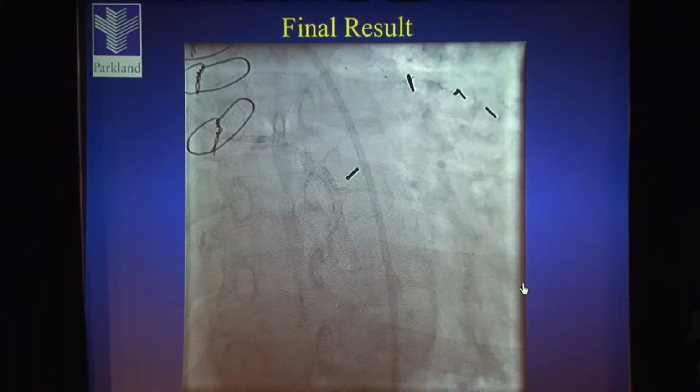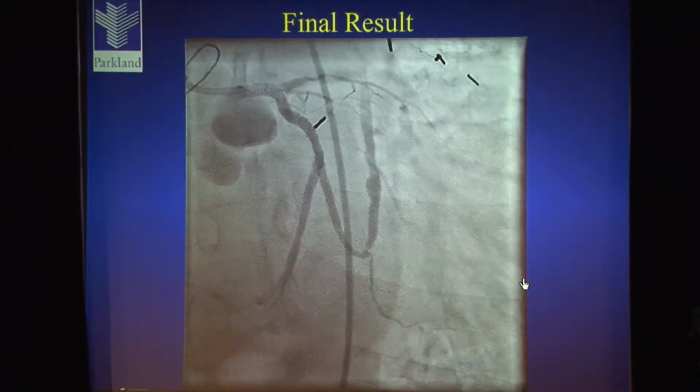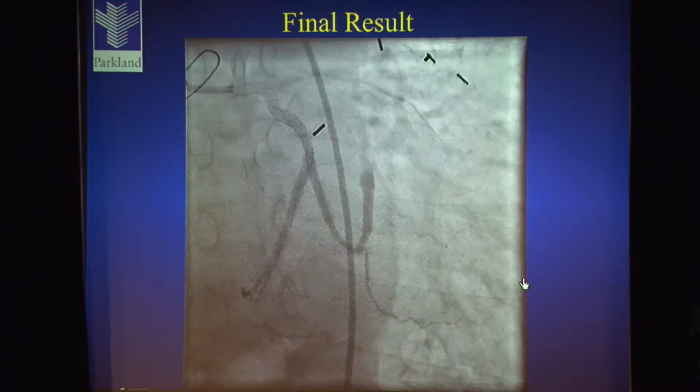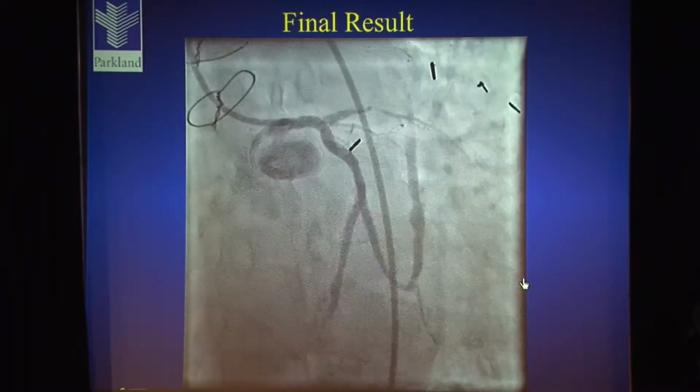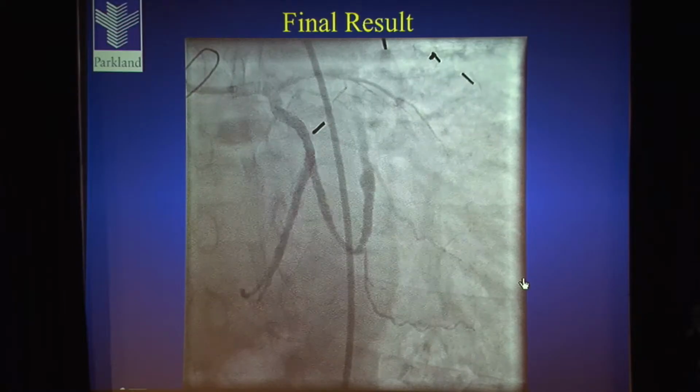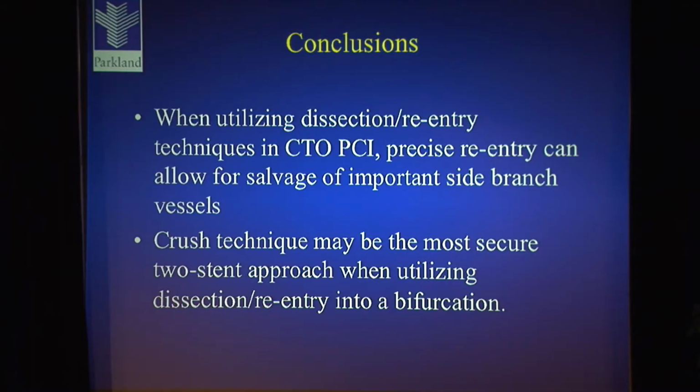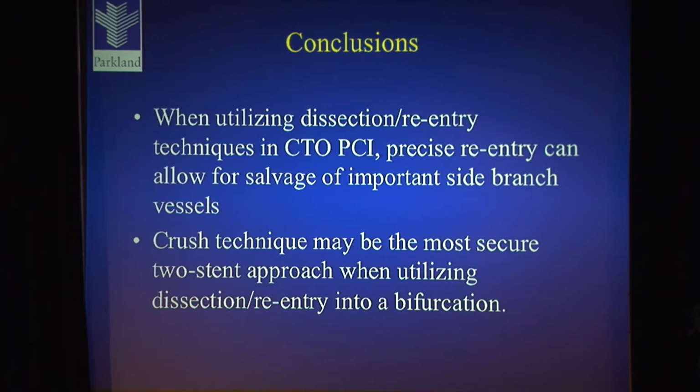This is not a great angiogram. My guide was not completely engaged, but you see very nice patency of both limbs here. So the important points I would say is when utilizing dissection re-entry techniques in CTO PCI, specifically when the distal cap occurs at a site of a significant side branch, precise re-entry allows for salvage of that side branch.